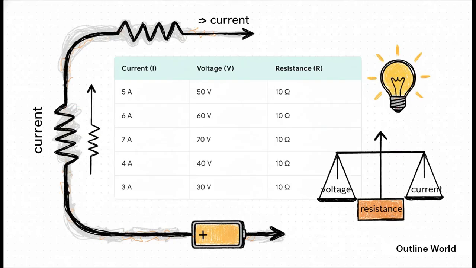Now, this table shows something that is absolutely crucial. For any given conductor, like a simple resistor or a piece of wire, its resistance is a constant value. Look at this. Even as we crank up the voltage from 30 all the way to 70 volts, you see the current goes up right along with it. But when you look at the ratio between them, V divided by I, it always comes out to the same number, 10 ohms. That consistency, that right there is the very heart of the law.